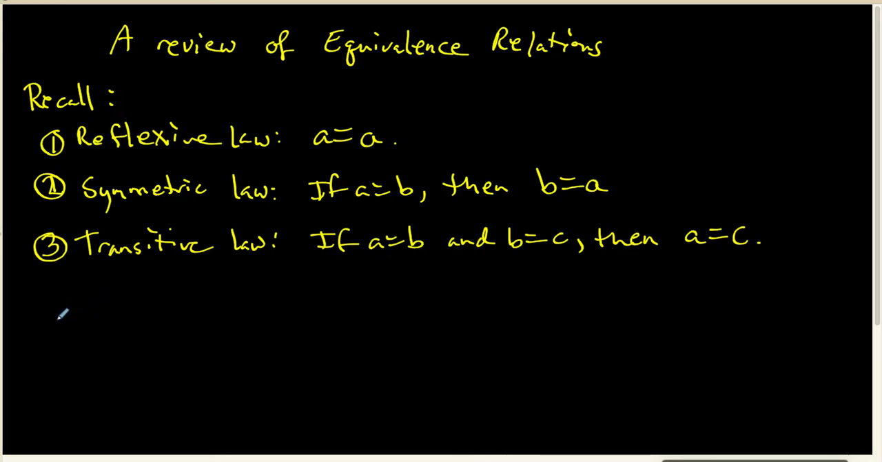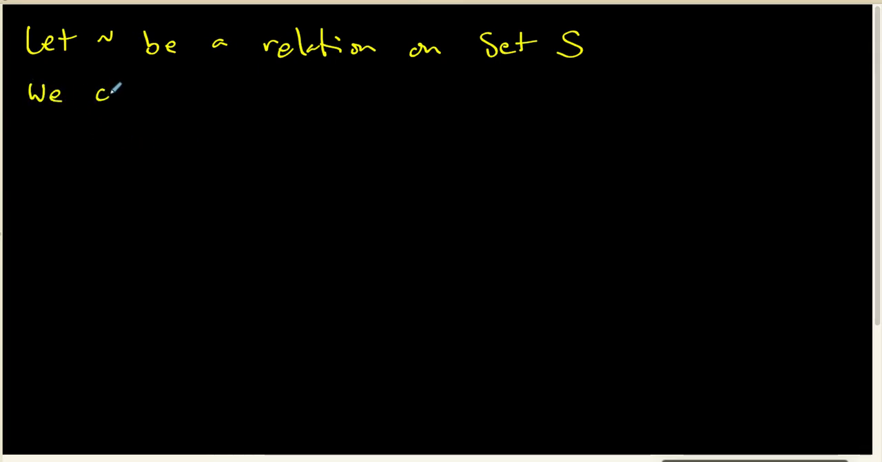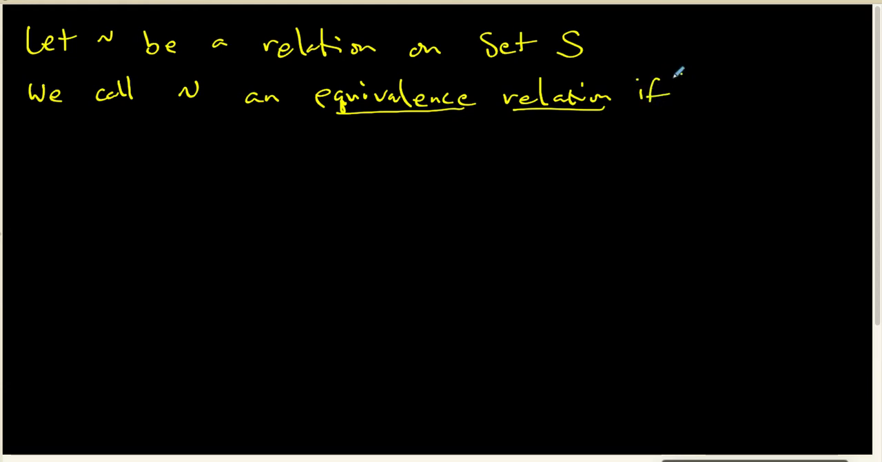But it turns out that we generalize the notion of equals to what is called an equivalence relation. An equivalence relation is any relation that has these three properties. So I want to do a formal definition. We're going to let tilde be a relation defined on some set S. And we call tilde an equivalence relation if, and this is a definition, so it's an if and only if, tilde has the following three properties.